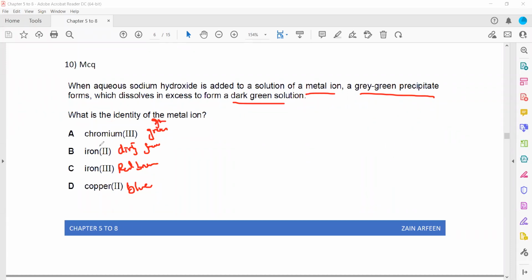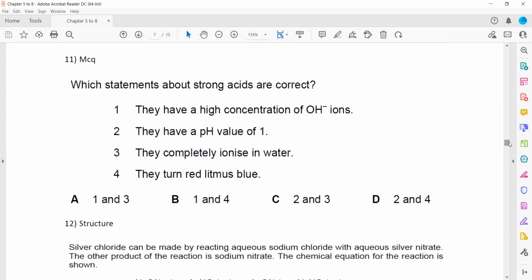Look, both chromium 3 and iron 2 give green precipitates, but the difference is that when you add excess sodium hydroxide, iron precipitates are insoluble, they do not dissolve. Whereas chromium precipitate can dissolve, a small quantity can dissolve to form a dark green solution. That's why A is the right answer for this. So this is related to identification of the ion, memorizing the tests for the ions.